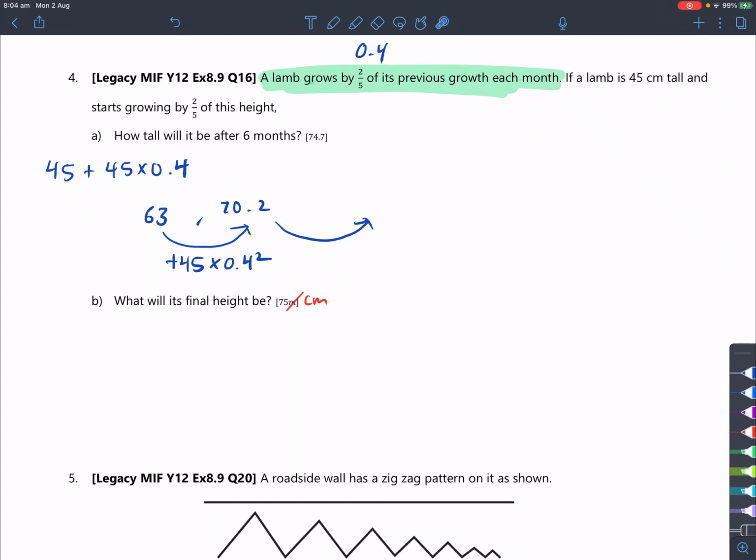Now, if I then add the 2/5 of this, which is 0.4 times of this, I will have 45 times 0.4 cubed, which will now get me 73.08. Okay, and I'll repeat the process. Again and again and again. So it's going to always increase by 40% of its previous growth.